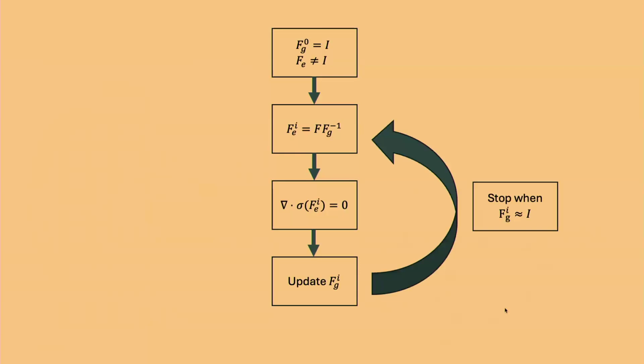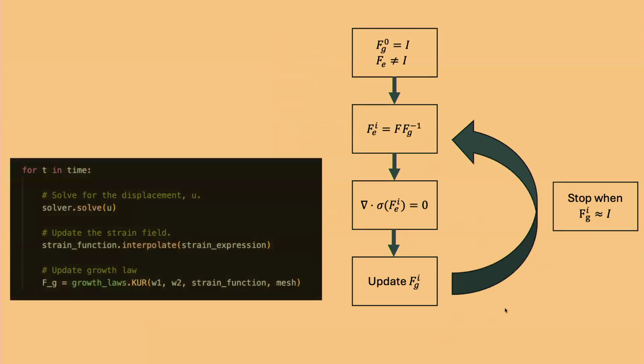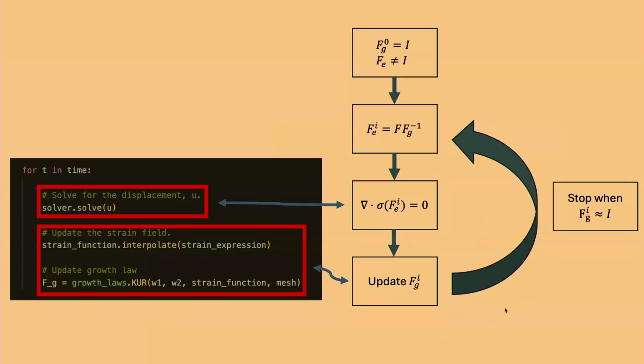A very, very simplified version of the code that solves this is that you use the solver.solve in FEniCSx that you all have probably written. That is obviously solving the divergence of stress equals 0. And then for the update, you have some stress field and strain field, and you use that to update FG. And then I just have the module where I try to put all the growth models I can think of.